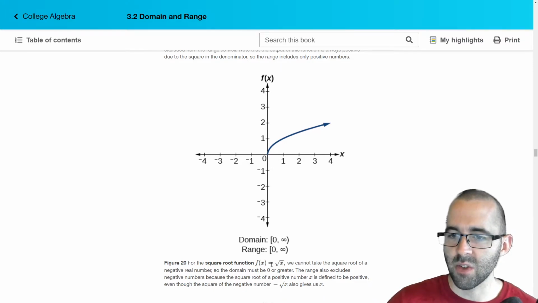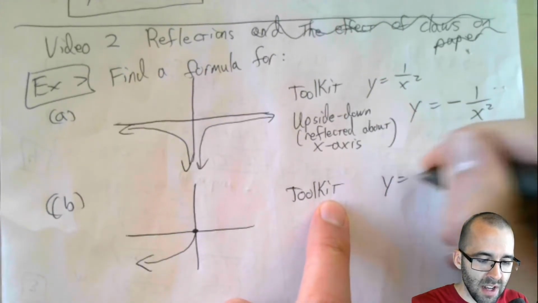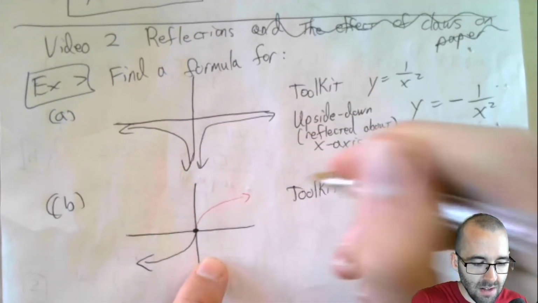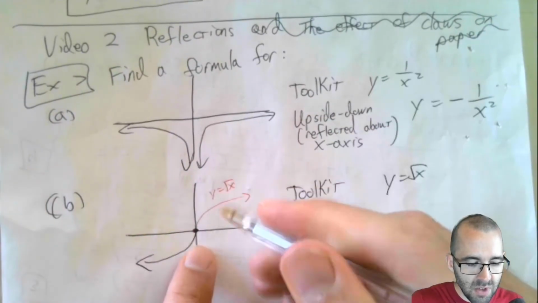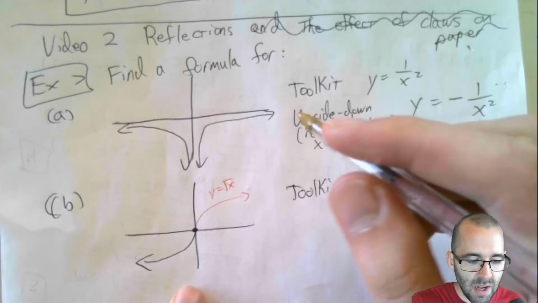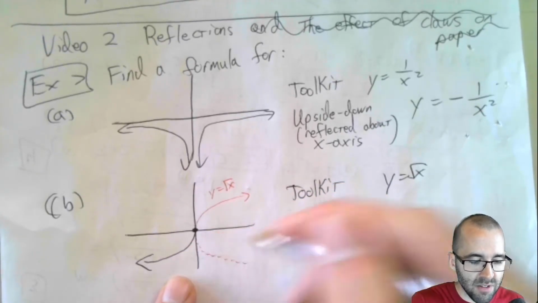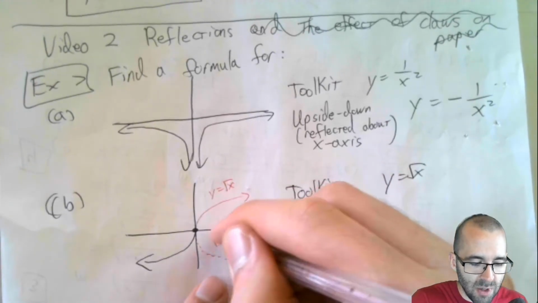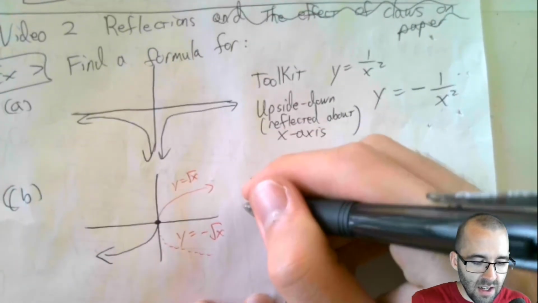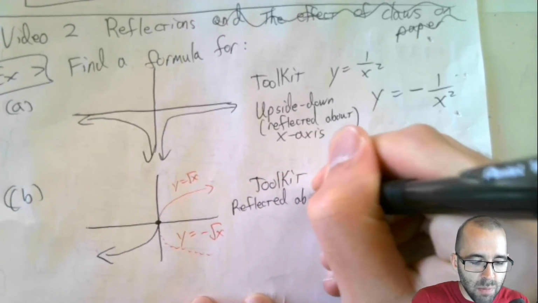So our toolkit function is going to be the square root of x down here. It's going to be square root of x, but what's happening? Square root of x looks like this. What's happening to this thing? Well, it got flipped upside down and flipped left to right as well. Upside down, it's going to look like this, and then it got flipped left to right as well. There are two things that happened here. It got reflected about both axes.